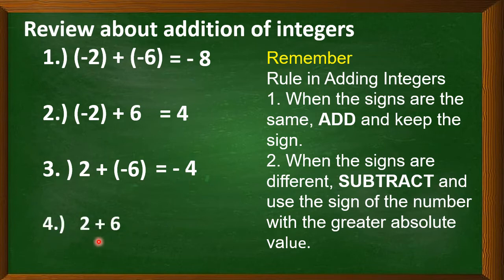Lastly, 2 plus 6, like signs, add. So 2 plus 6 is 8, and they are both positive, so therefore the sign is also positive. Remember, when the signs are the same, just add and keep the sign. When the signs are different, subtract and use the sign of the number with greater absolute value.